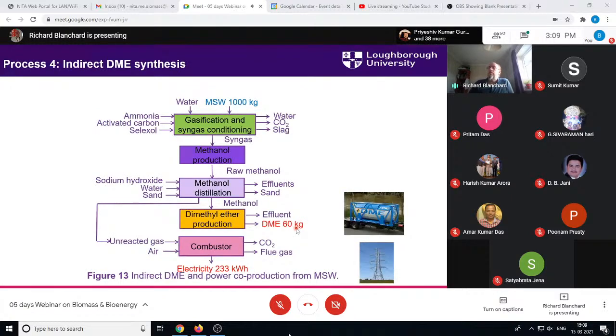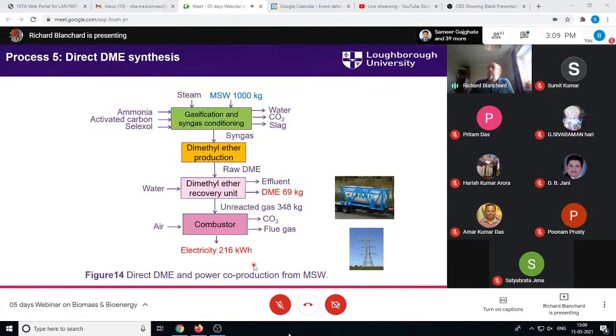Then we've got our indirect dimethyl ether route. So again, we get to dimethyl ether, and again we get electricity produced because it's not a complete conversion process. Similarly, with the direct route, we get a bit more dimethyl ether, but we also get electricity being produced because we're not fully converting all the gas to dimethyl ether as a fuel. So we've got a lot of unreacted gas still going through the process. Again, we can see what's in, and we've got our output as well here.